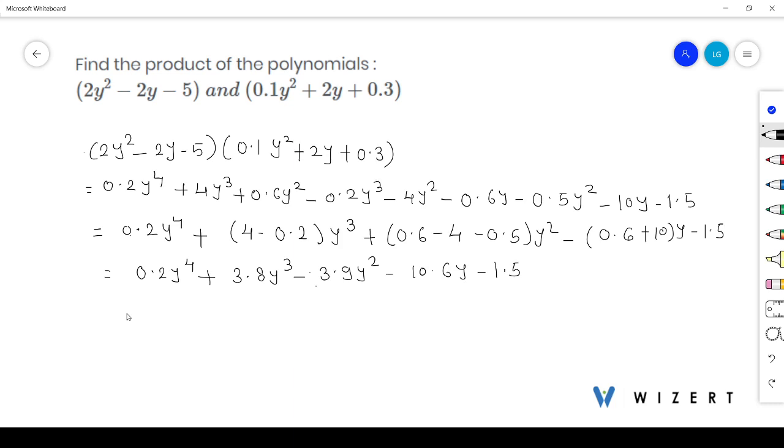So our answer is 0.2y to the power 4 plus 3.8y cube minus 3.9y square minus 10.6y minus 1.5.